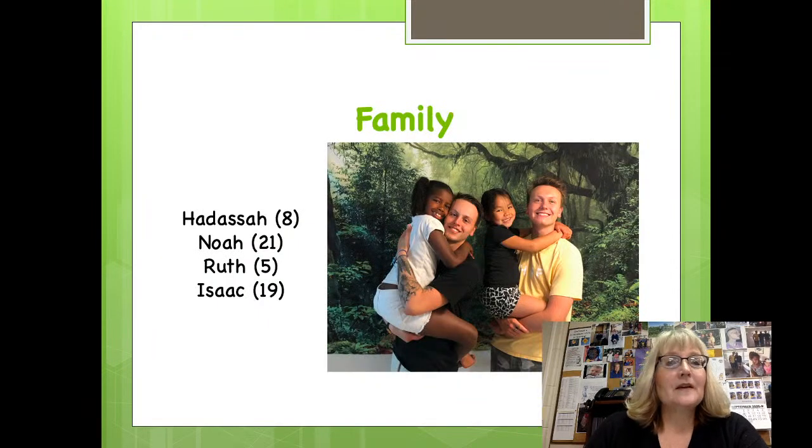So a little bit about my family, first of all. This is my family. Hadassah, who is 8. Her older brother, Noah, who's 21, is holding her. And then we have Ruth, my 5-year-old, and she actually just turned 6. And we have Isaac, who is my 19-year-old. Hadassah was adopted from Ethiopia, and she was 9 months old when we brought her home. Noah, he is my oldest son, and he is actually deployed right now.